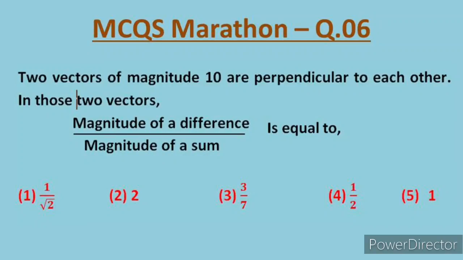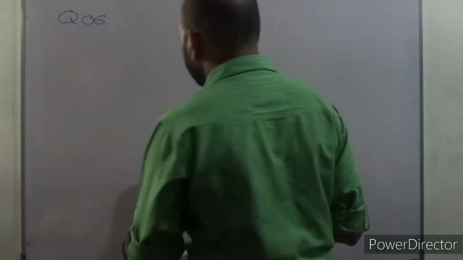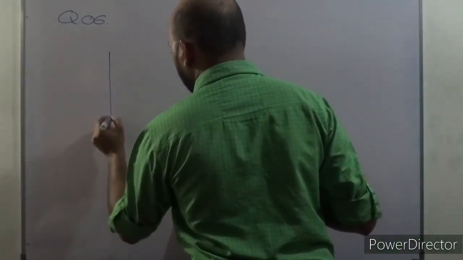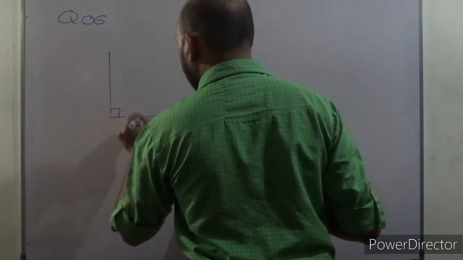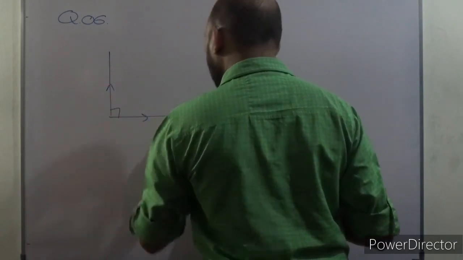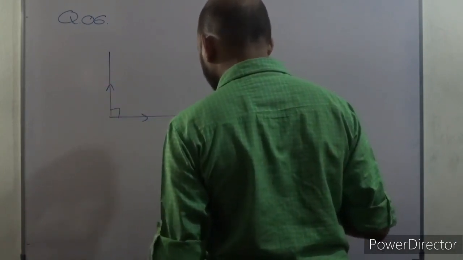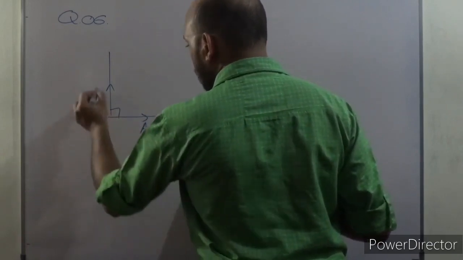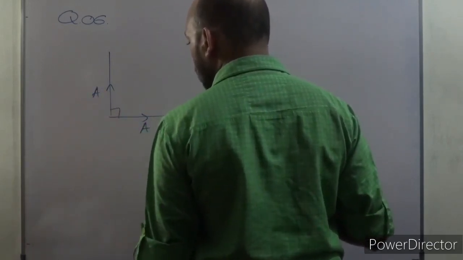Question number 6. Two vectors of magnitude 10 are perpendicular to each other. In those two vectors, the ratio between the magnitude of the difference and the magnitude of the sum is equal to what? Now, two equal vectors are perpendicular to each other, like this. Suppose this value is a, here also a.